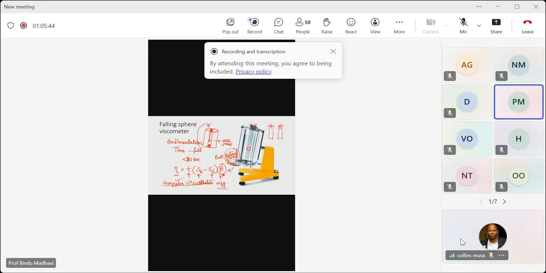Now let us have just a 2 minute break and then we go with multiple point viscometers. In the meantime, you can go for the revision of these two viscometers. If you have any doubts, you can just ask me. We'll have only a 2 minute break, not more than that. Okay.